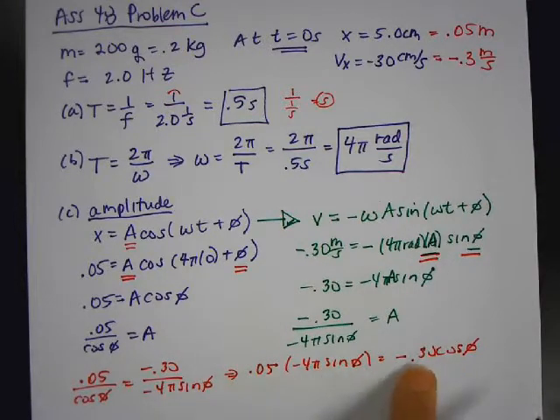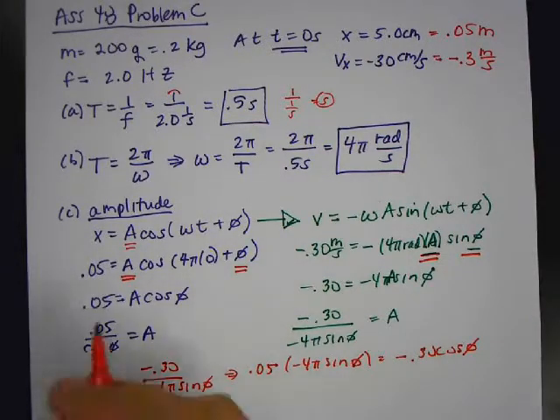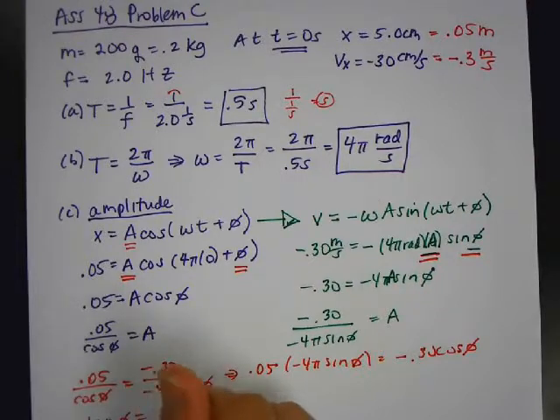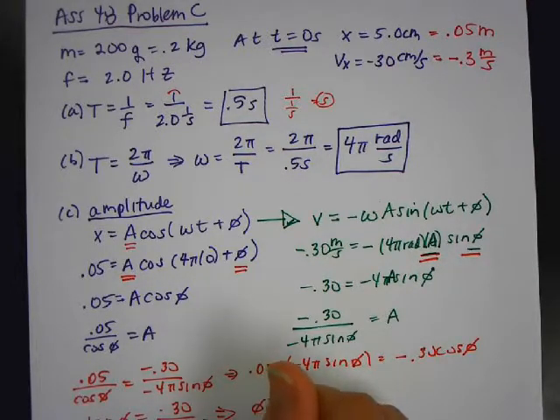Now, if I rearrange this, what are you going to see? You're going to have sine over cosine. Sine over cosine is tangent, right? So now we have tan is equal to 0.3 over 4 pi times 0.05. So when I do all that on my calculator and inverse tan, I get that this is equal to 0.445, and make sure your calculator is in radians.